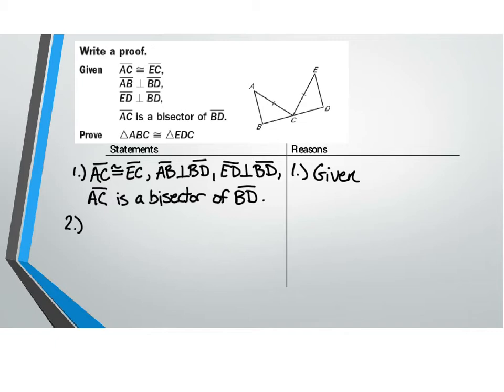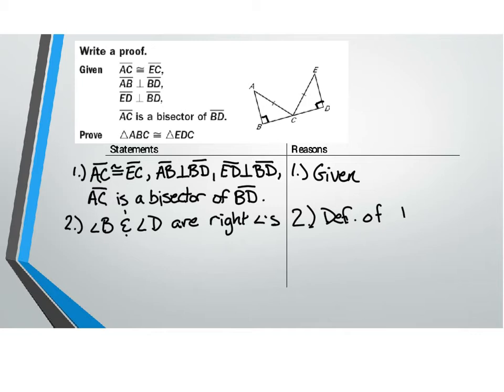And the second step is I'm going to say, because we know that AB and DB are perpendicular, then right there, angle B is a right angle. Same goes for this angle right here, because ED is perpendicular to BD. Those two are right angles. So we can say that angle B and angle D are right angles. So that's by the definition of perpendicular.